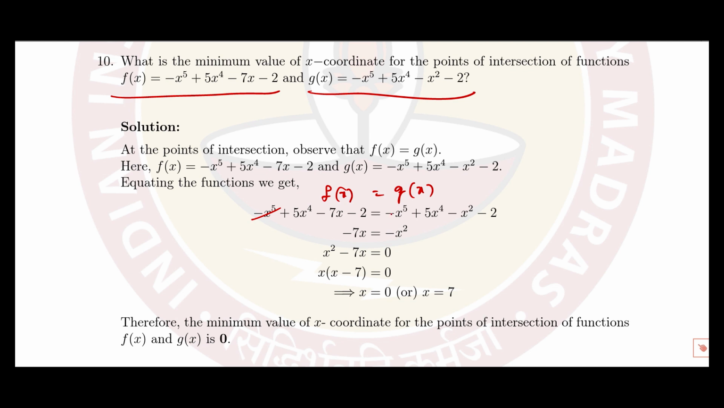So -x^5 and -x^5 will cancel out. The 5x^4 and 5x^4 will cancel out, and in the same way -2 and -2 will cancel out. So we will be left with -7x equal to -x^2. If you move the -x^2 to the left hand side, we get x^2 - 7x = 0. If we take x common, x times (x - 7) equals 0, which implies that x is equal to 0 or x is equal to 7. We were asked to find the minimum value of the x coordinate for the points of intersection of the functions. So the minimum of 0 and 7 will be 0. Thank you.